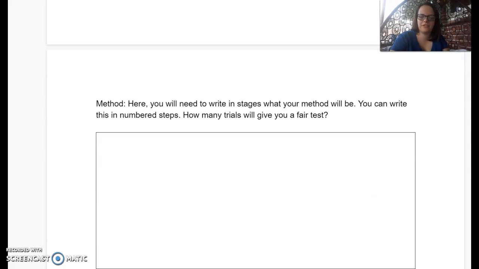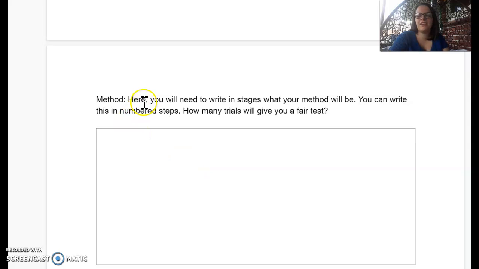So moving on, method. Here you will need to write in stages what your method will be. You can write this in numbered steps. How many, and while you're doing that, how many trials will give you a fair test?